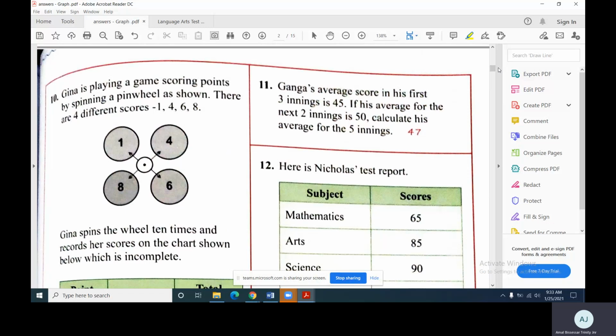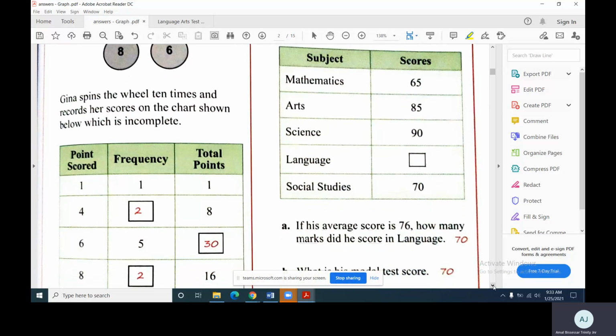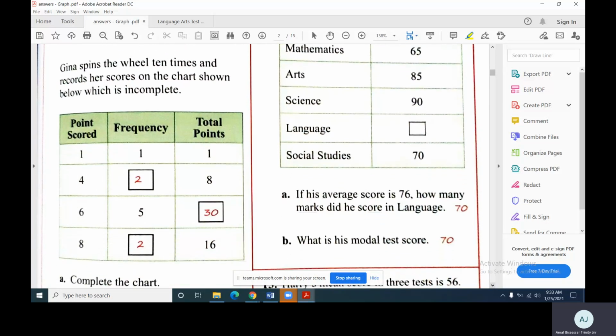Gina is playing a game scoring points by spinning the pinwheel as shown. There are 4 different scores: 1, 4, 6, and 8. So she's spinning and you can end up on 4, you can end up on 1, you can end up on 8. Gina spins the wheel 10 times. So we know when we add up, we're going to get 10 times.